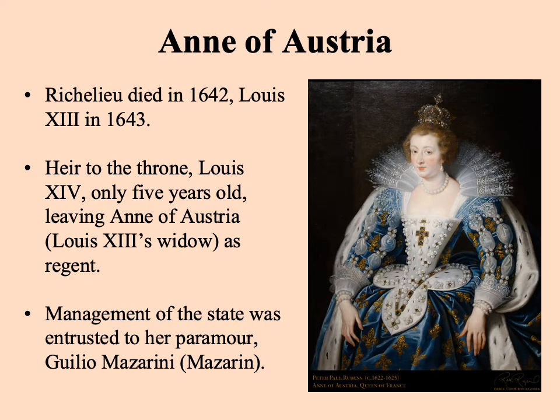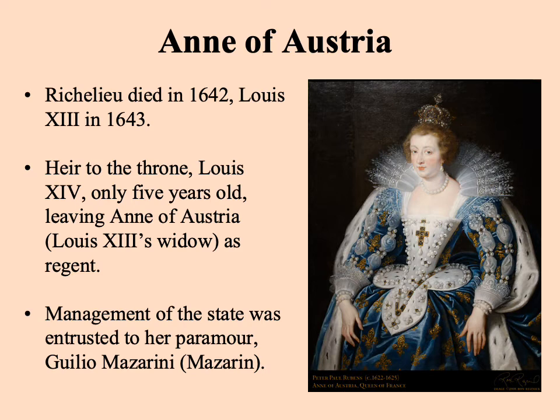But of course, Richelieu isn't going to live forever. He dies in 1642. Louis XIII dies the year after. You might be thinking, well, perhaps he learned a few tricks from Richelieu, could kind of keep up the good work. But in any event, he dies a year later, meaning that the heir to the throne, his son, Louis XIV, is only 5 years old.